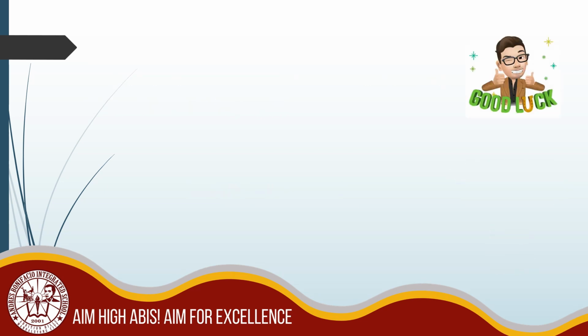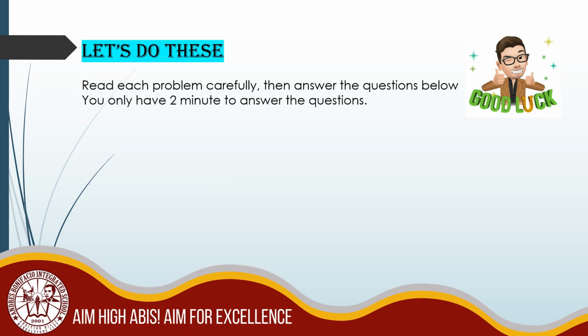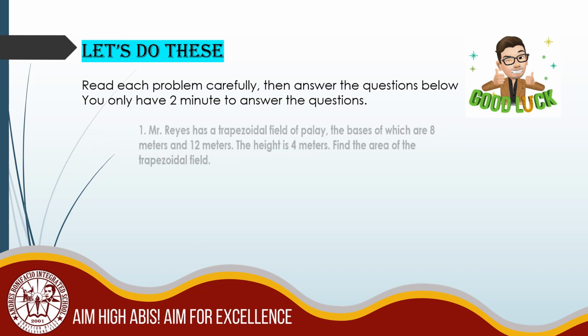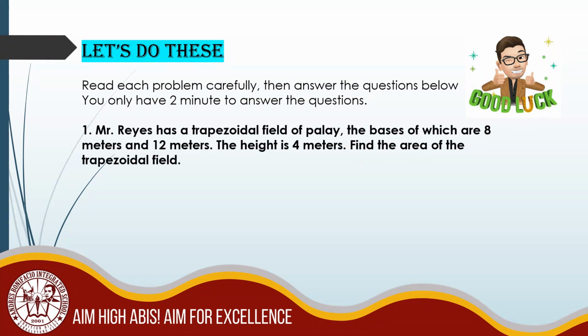And for our final test, let's do this. Read each problem carefully, then answer the questions below. You only have 2 minutes to answer the questions. And here is our first problem. Mr. Reyes has a trapezoidal field of palay, the bases of which are 8 meters and 12 meters. The height is 4 meters. Find the area of the trapezoidal field.